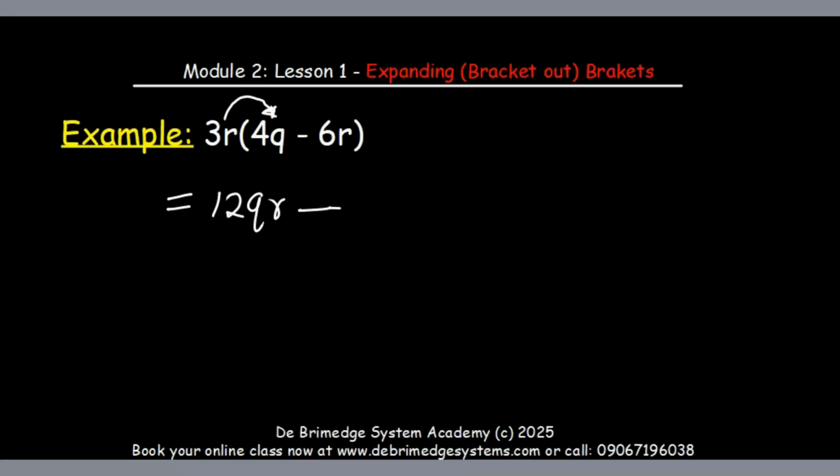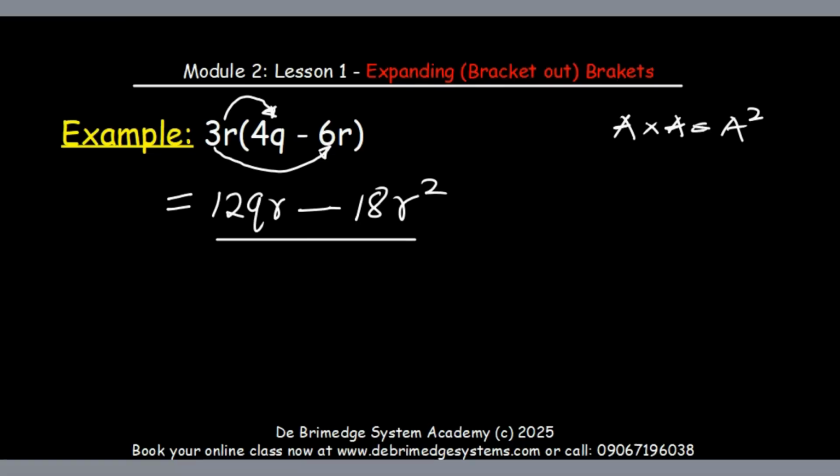Let's go again. So we're going to have this times this now. So let's look at that. 3 times 6 is 18. R times R will give us R squared. Remember, we looked at where we said that initially, from one of the rules, we said that A times A will give us A squared. So based on this, R times R will give us R squared. So this is a simple expansion for this equation. 3R into 4Q minus 6R, so it expands to give us 12QR minus 18R squared.